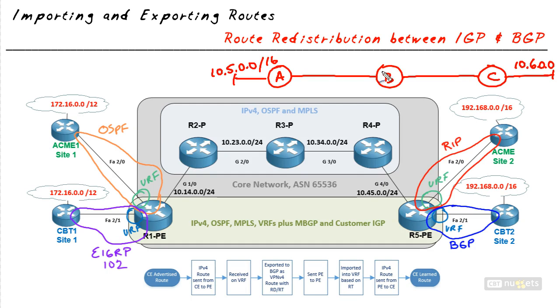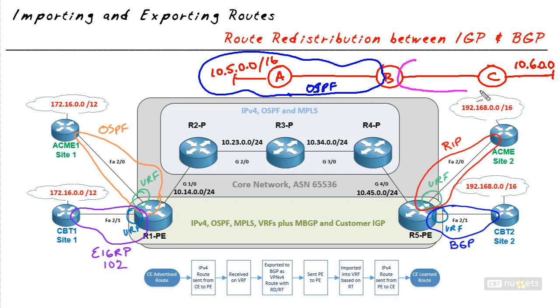Let's say also that we're running some routing protocols. Let's say, for example, running OSPF for the 10.5 network and the network that's connecting A and B together. So we'll label that OSPF. And let's say we're running RIP between router B and router C, which includes the 10.6 network.